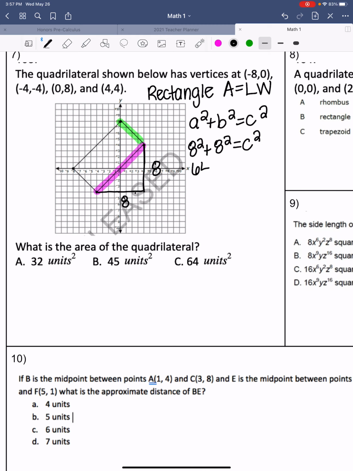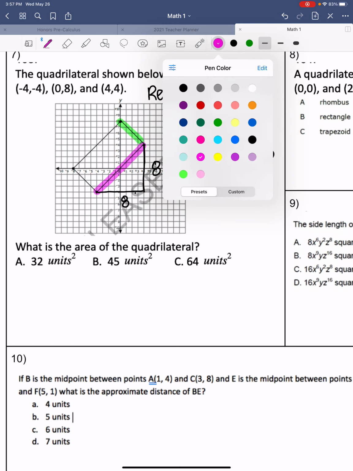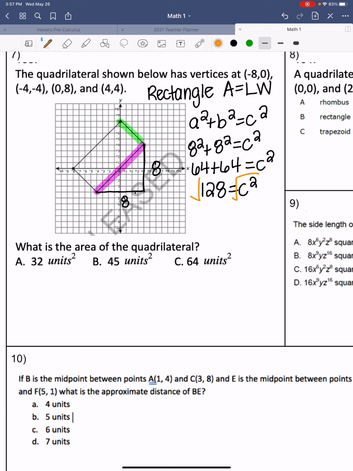And that's going to be 64 plus 64 equals c squared. And if I add 64 and 64, that's going to give me 128. Now, this is the super important step here. In this step, you need to make sure that you take the square root, because that's the inverse of squared. So if I take the square root of 128, I get C is approximately 11.3. Okay? So I know that one side is 11.3.